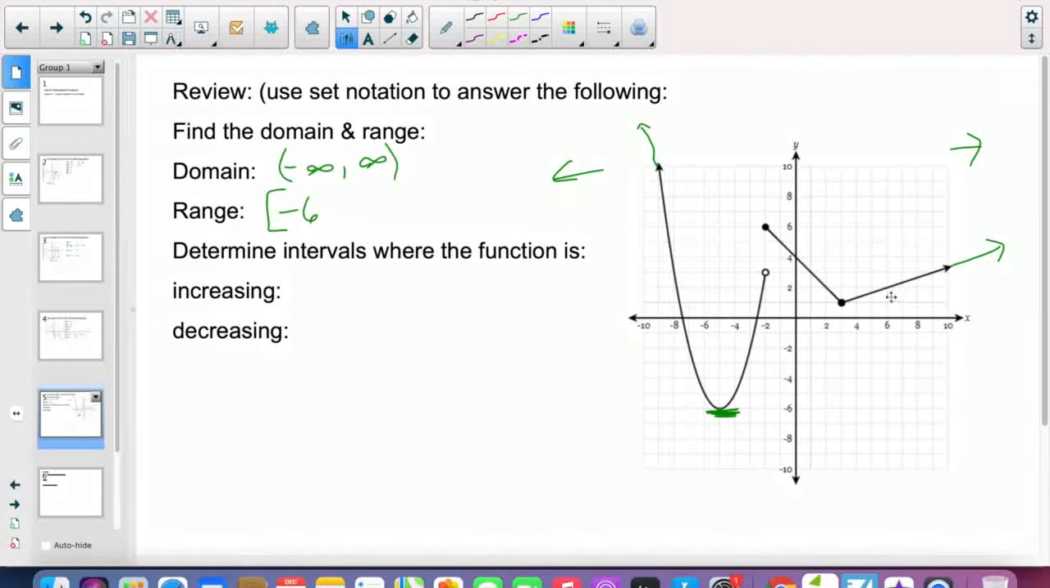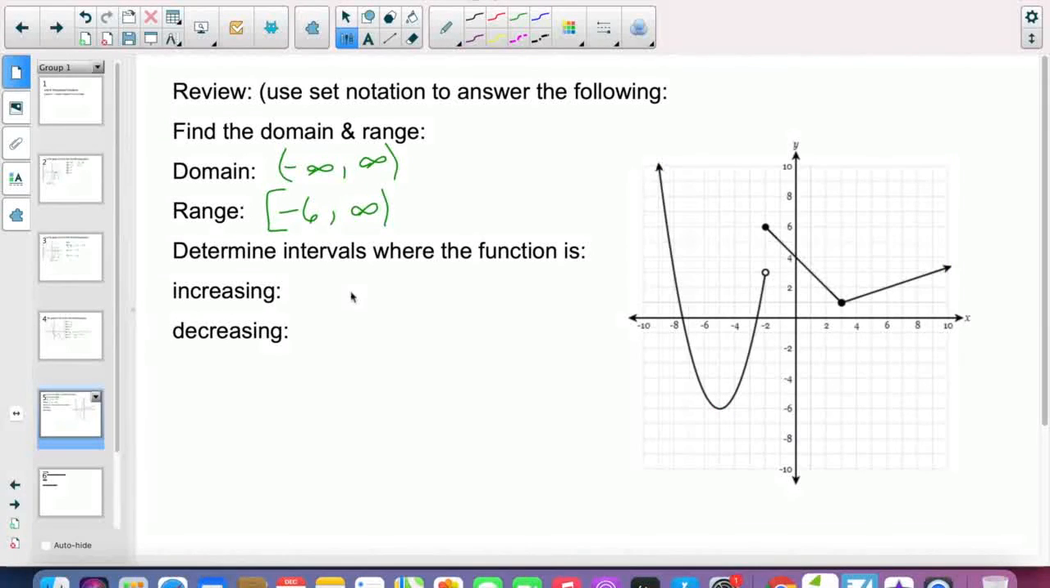So the graph here, the y value of the graph, is going to continue upward until you get to infinity. Again, when we use infinity, we always use parentheses. So the range here goes from and includes negative 6 to infinity. Here it says determine where the function is increasing and decreasing.